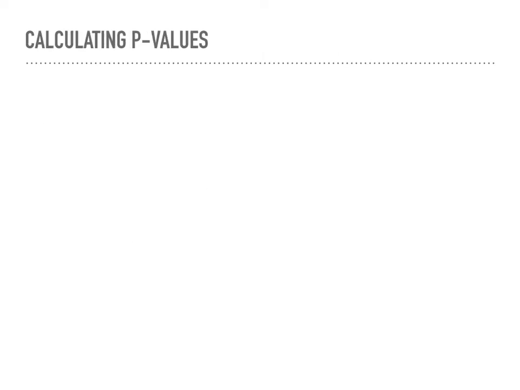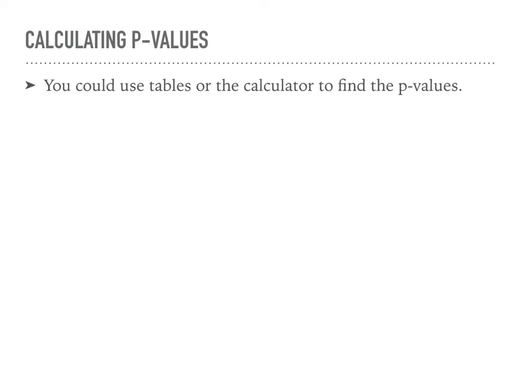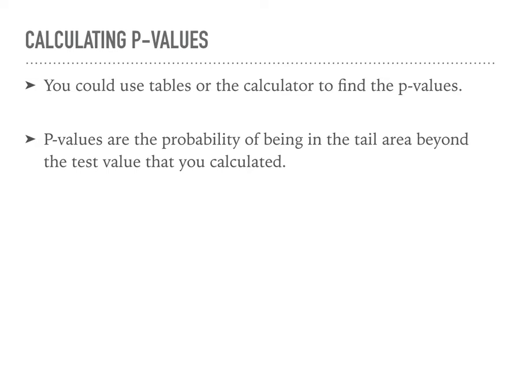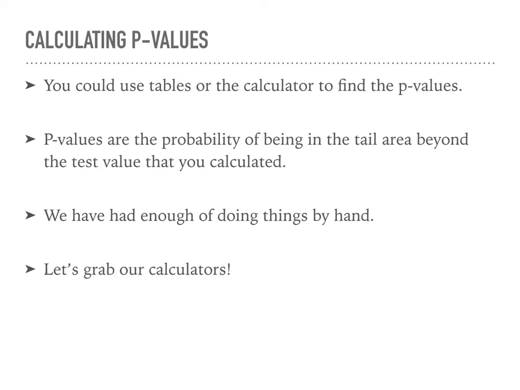Now, how would we find p-values? Well, we could use tables or calculators to find p-values. P-values are the probability of being in the tail area beyond the test value that you calculated. I have a feeling, though, that at this point in the semester, you've had enough of doing things by hand. So let's go ahead and grab our calculators and learn some functions that will be useful for finding these t-values, z-values, and then ultimately our p-values that help us make decisions.